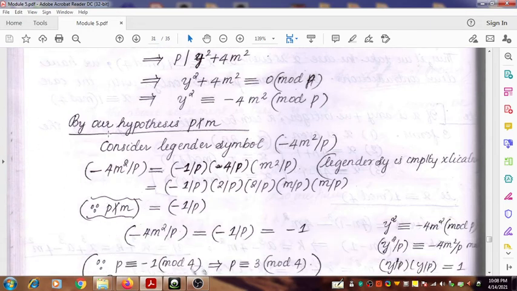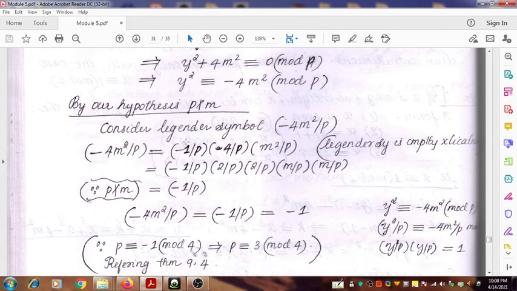Then by our hypothesis, since it is given that P cannot divide M, we have accepted as the main statement of the result that we have assumed that P cannot divide M. Since P cannot divide M, then consider the Legendre symbol minus 4m square bar P. Throughout the proof of the theorem, we are proceeding with the assumption that p cannot divide m.